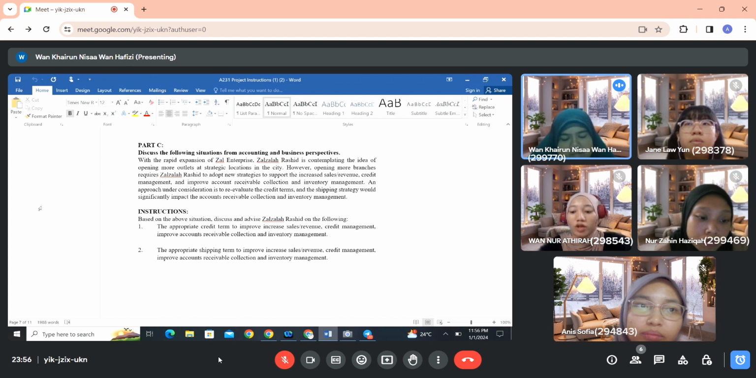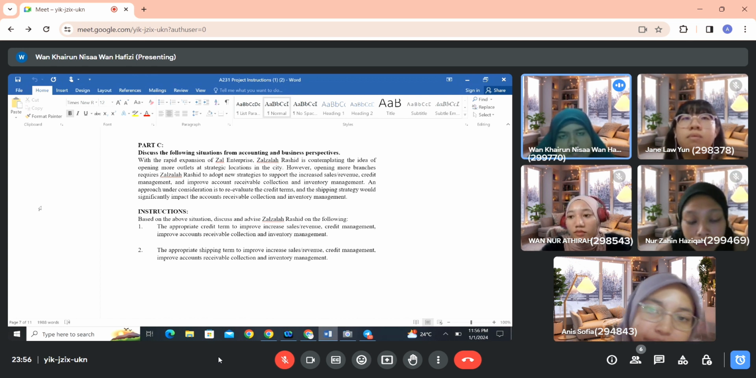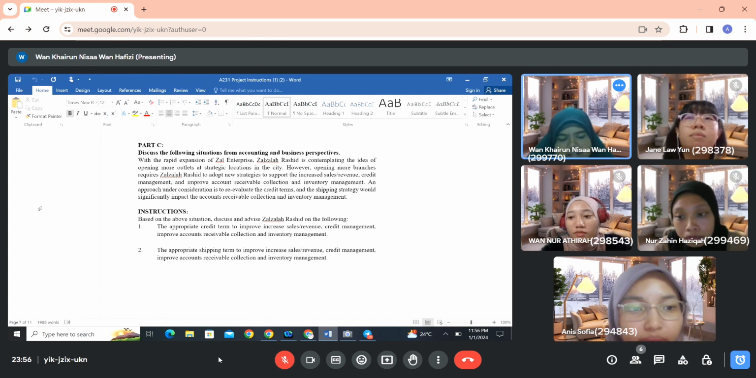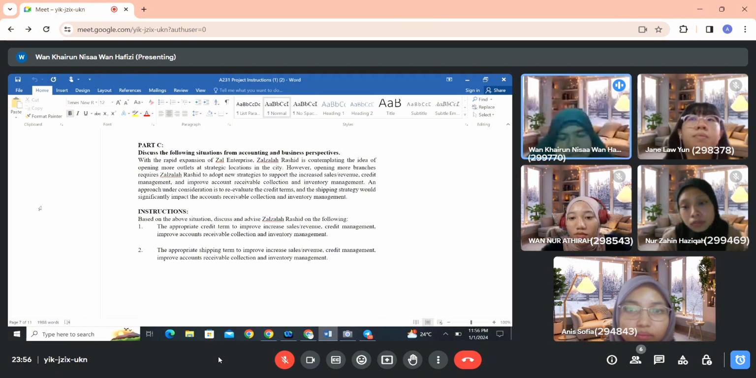For solving the first part, first, by extending the credit periods to boost sales and revenue, appropriate credit terms can be established. Second, offering a longer credit duration may also draw in additional clients. Next, implementation of an early payment discount is crucial as it encourages timely payment by offering a discount within a short credit period. Second, performing comprehensive credit checks before extending credit to clients.